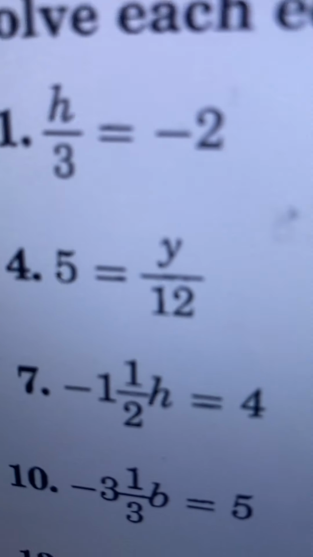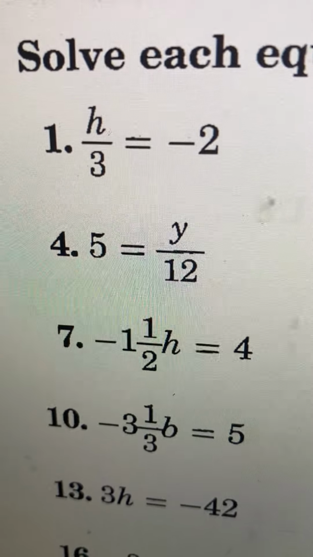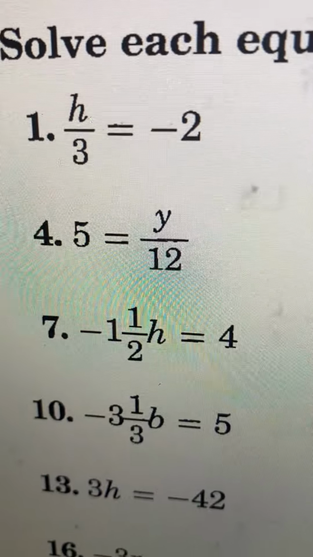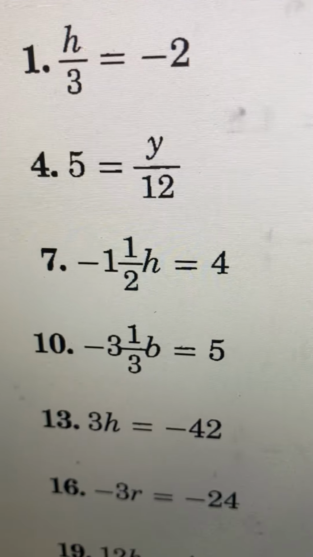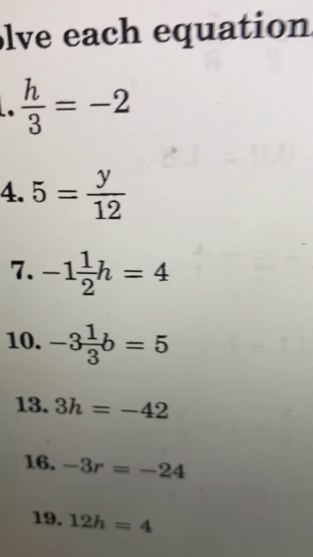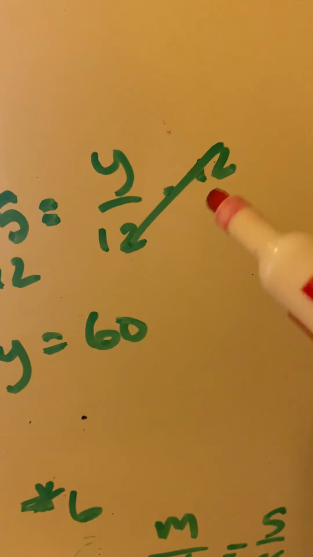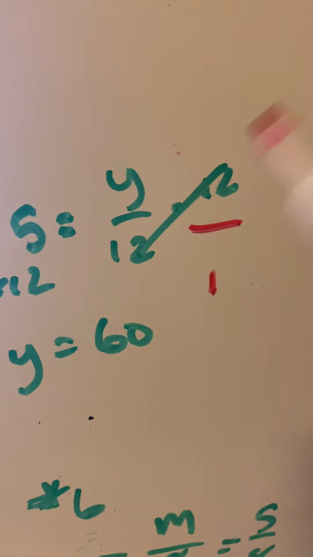Now, number 4, they just write a regular division problem. Y divided by 12 is equal to 5. Now, yes, you could multiply by the reciprocal of 1 over 12, which is 12. I just showed it by multiplying by 12. Do I need to show 12 over 1?